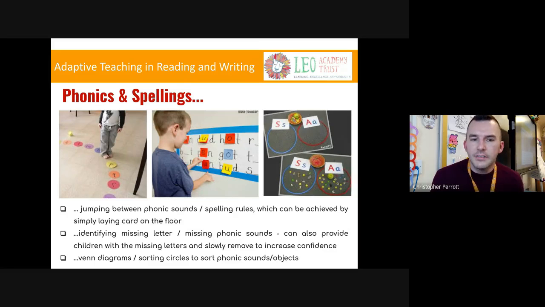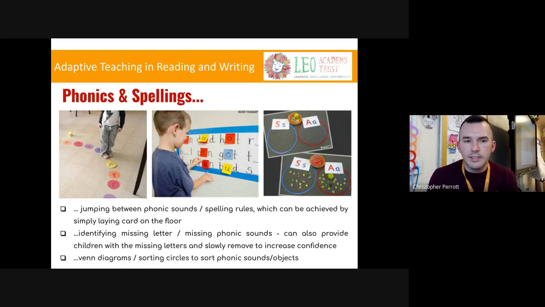The other one is identifying missing letters and missing phonics sounds, removing the sounds and asking them to put them in as well. Now, when I've done this previously, I've limited the number of sounds that I want to focus on, because otherwise it can be too much for a child. And I've given them those sounds to start off with, and then slowly started to remove them one at a time as well. So again, to develop that independence.